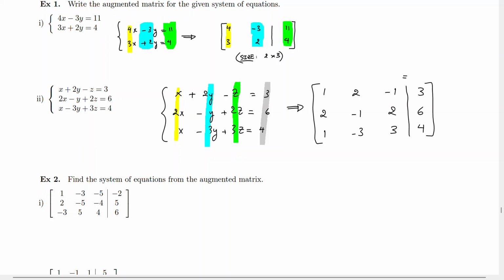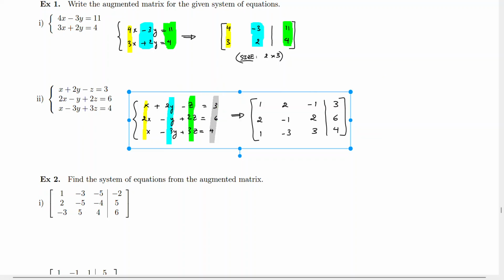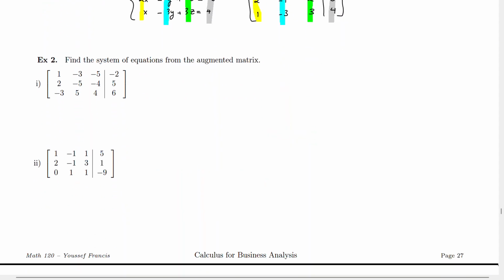The numbers in the first column represent the x coefficients, and the y coefficients and the z coefficients for the other two columns respectively. The 3, 6, 4 represent the numbers that were found after the equal sign. So that's basically how you take a system and turn it into an augmented matrix, but it's also helpful to know how to do this the opposite way. So how do you take a matrix like this one that we have here and turn it back into a system of equations? We'll do that next in example 2.